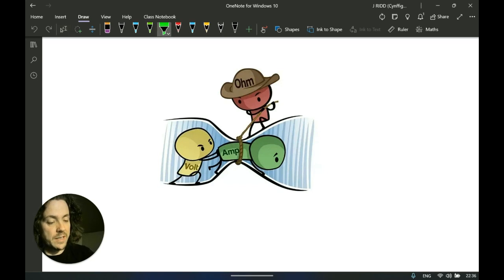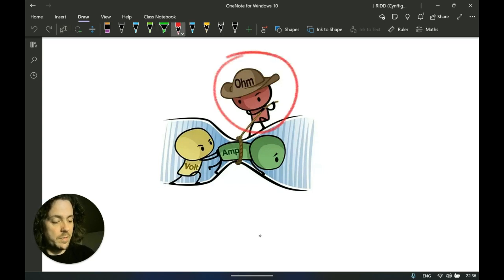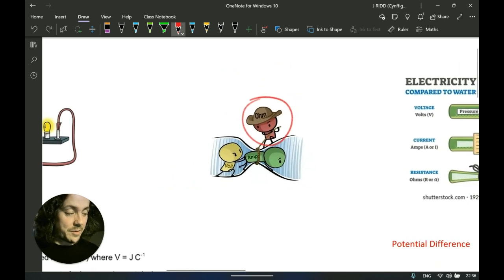Now you can see you've got this guy here at the top, okay? He's in some ways trying to restrict or limit the movement of the amps, which of course represent the current. And then you've got voltage, which is working to drive the current along. And as a simple explanation for what electricity is all about, that's not too bad at all. I quite like it, okay?